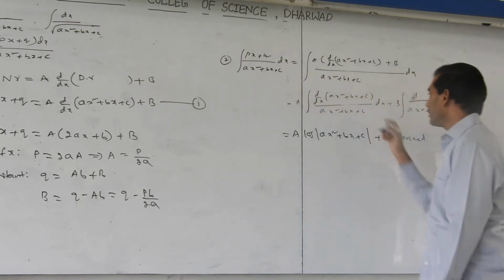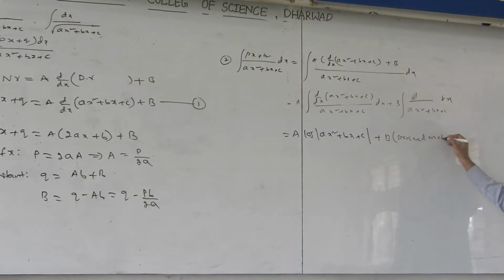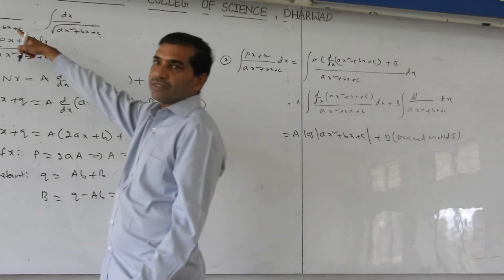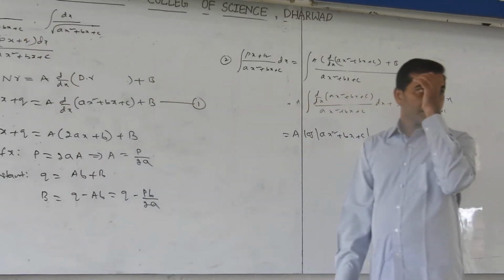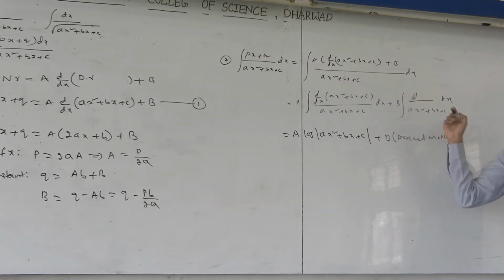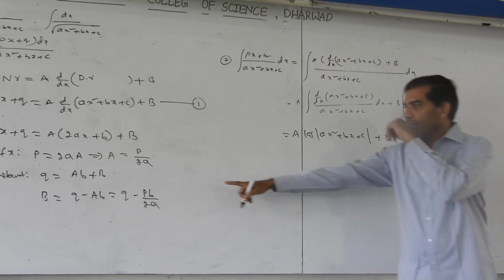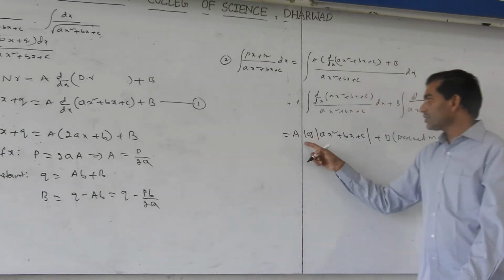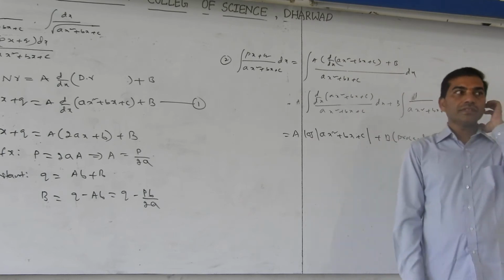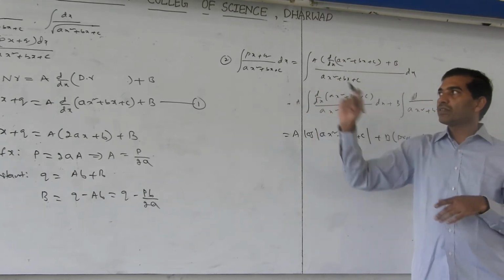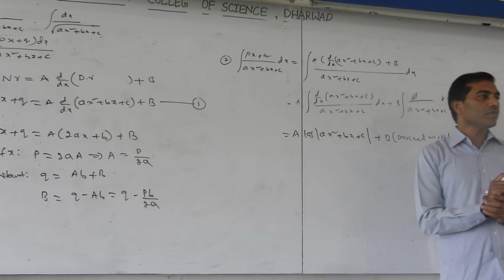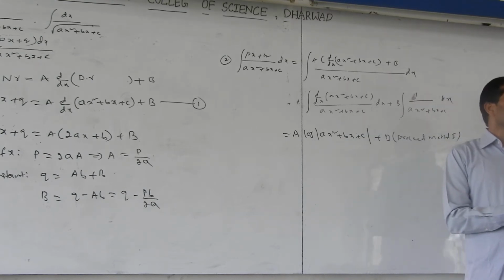Proceed with method 1. This method 1 means convert into x square plus a square, or x square minus a square, or a square minus x square. Here you get A and B. These are the steps to solve the integration of px plus q by ax square plus bx plus c.